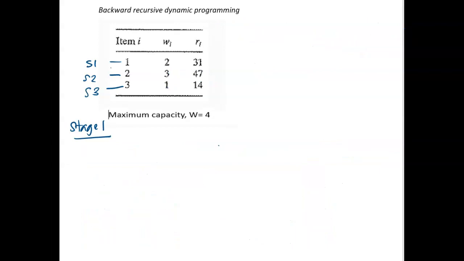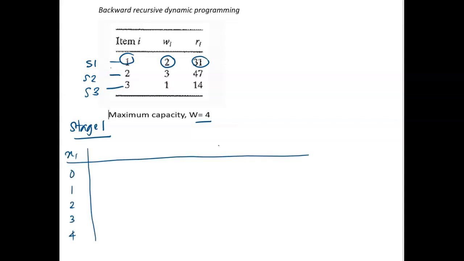Okay, so now we move on to stage 1. For stage 1, represented by item 1, the weight is 2 and the return or the revenue is 31. For the state, again, since we have 4 capacity, you will list from 0 until 4.